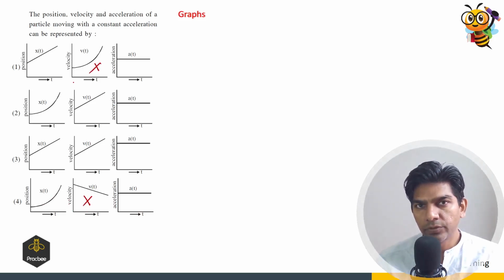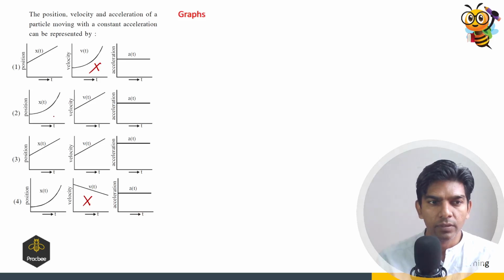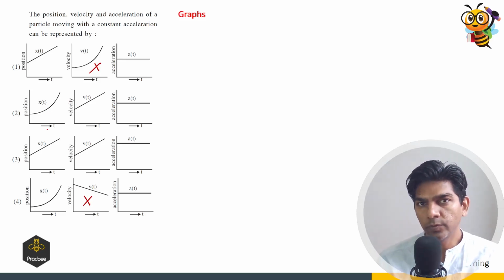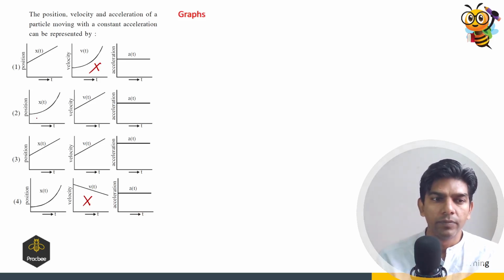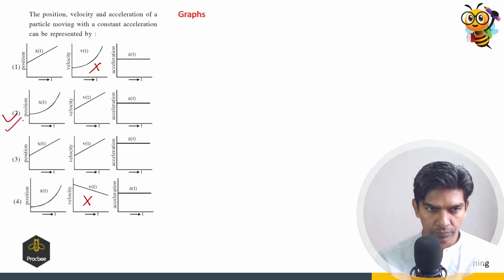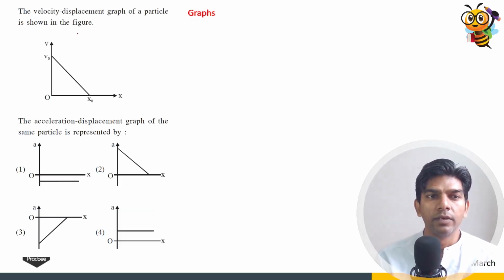This one is incorrect because it should be a linear graph. Now let us see, now we have to check for the position time graph. In case of a uniform accelerated motion, position time graph is parabolic. So option 2 is the correct answer.